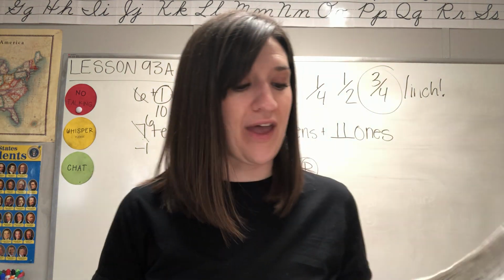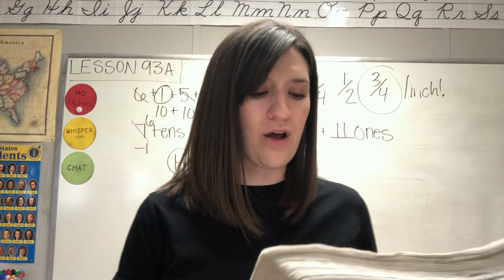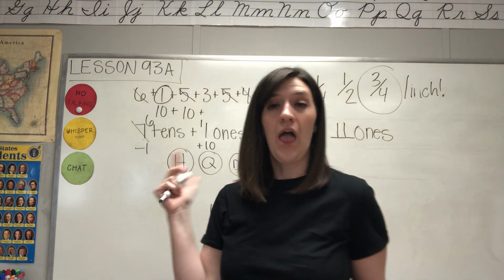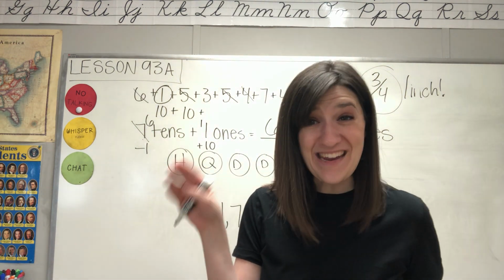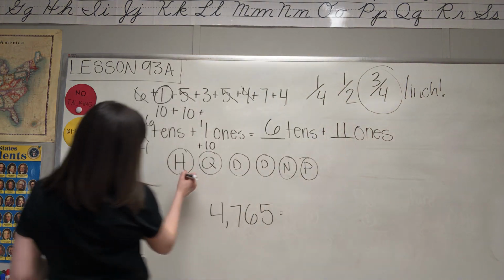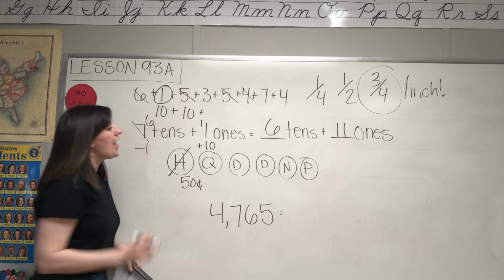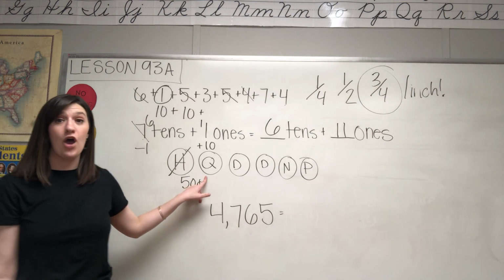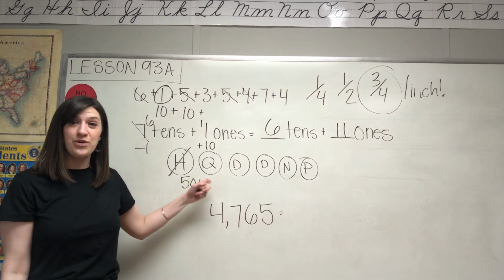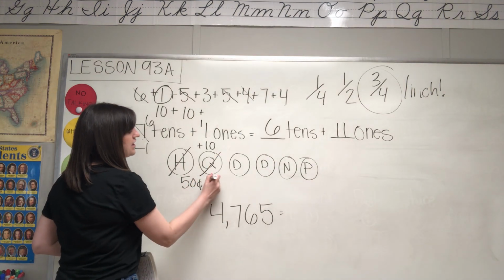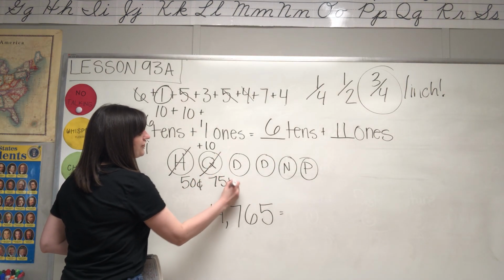All right, number 8 says count the money and write the amount on the line. I will do the first money problem with you. It starts with a half dollar. A half dollar is worth 50 cents. So we're going to cross off the half dollar and the quarter. You add 50 plus 25, which is 75 cents.